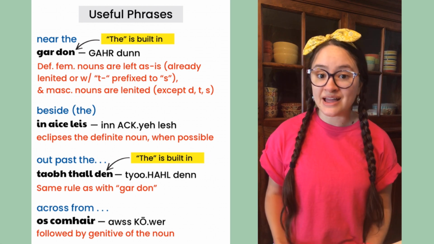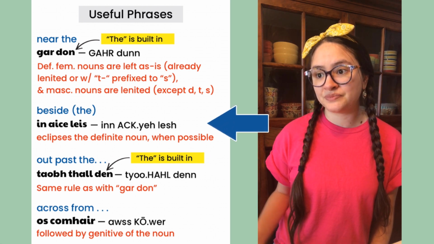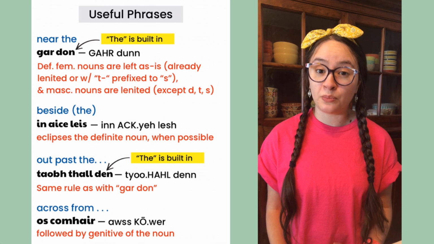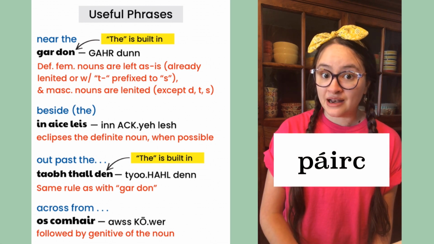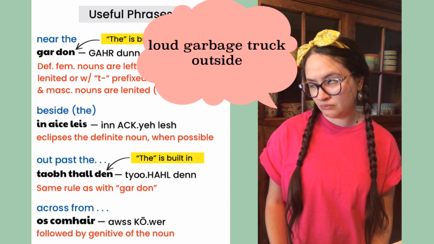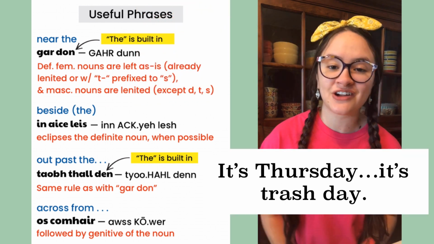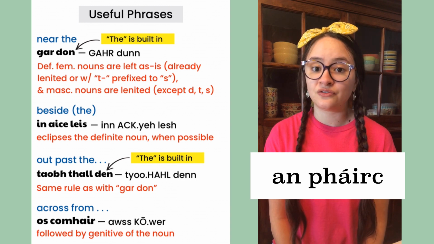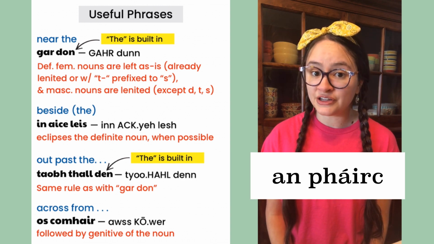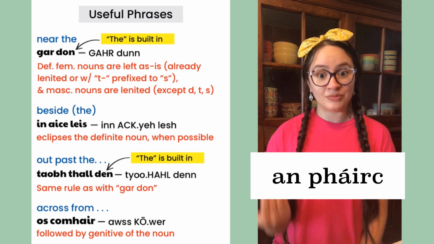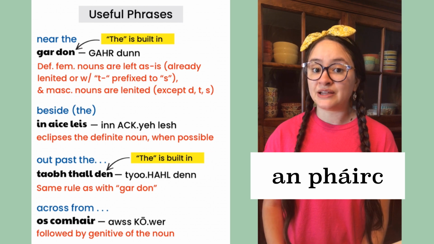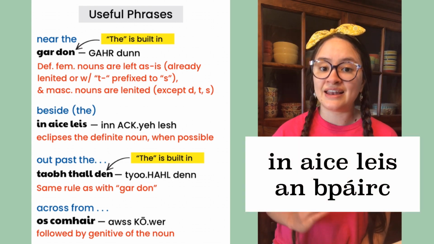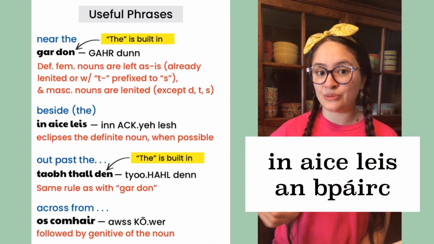Next, again, we have beside the, inaculish. This eclipses the definite noun that comes after when possible. So, for example, we could take the word for park. Park. It's a feminine noun, so when you say the park in the definite form, it becomes an fharraige. But when you put it after inaculish, you'll drop the lenition and opt instead for eclipsis. The special buddy letter for P is B. So an fharraige, the park, but beside the park, inaculish an bhfarraige. The sound of the B eclipses the P.